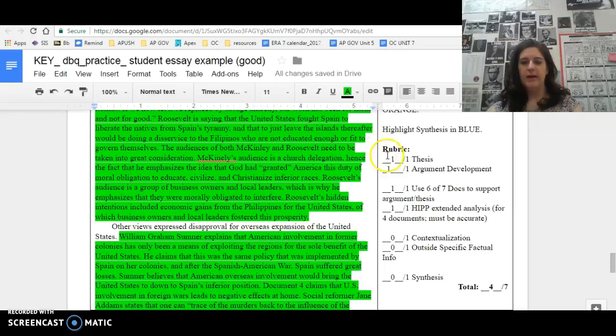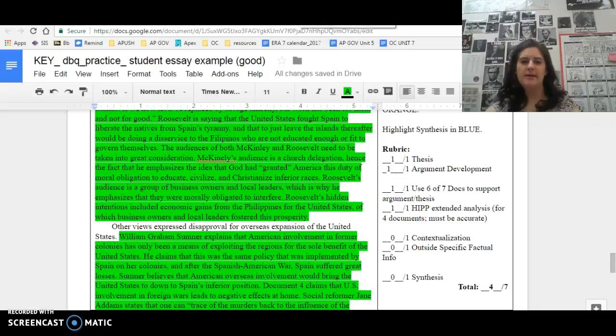So looking at the rubric, yes, they do get the thesis point, and yes, they do use 6 out of 7. They talked about all 7, but 2 was just a summary, and there was no connection back to the argument. They do extend to HIP for at least 4 documents, and they are accurate. Although that student also got, for document 7, historical context and point of view, that only counts as 1 point, or 1 check, because it's 4 documents, not 4 times. Contextualization and outside specific evidence, both references are too vague. Synthesis, there's no attempt at synthesis.